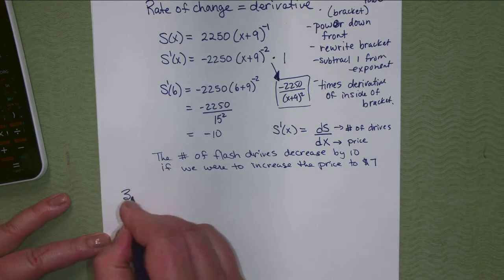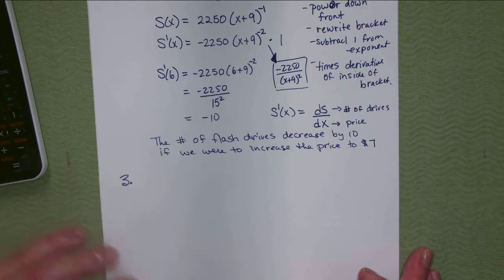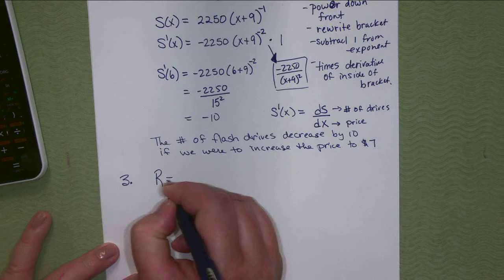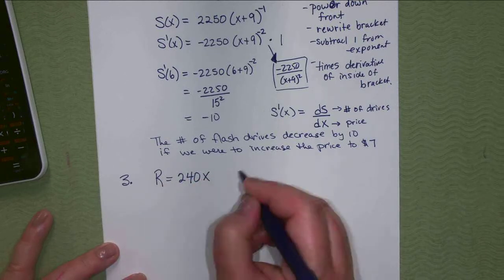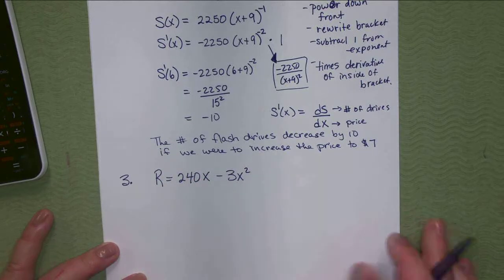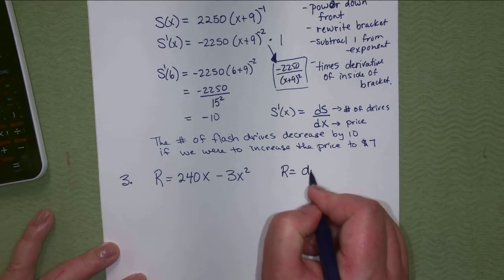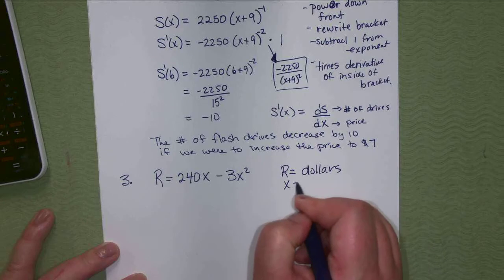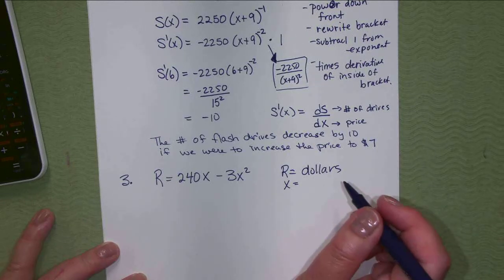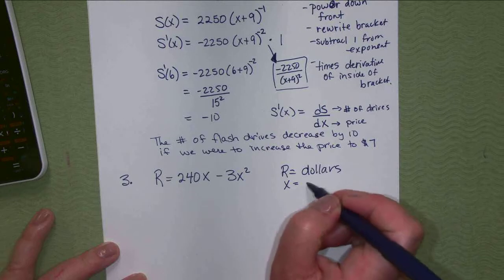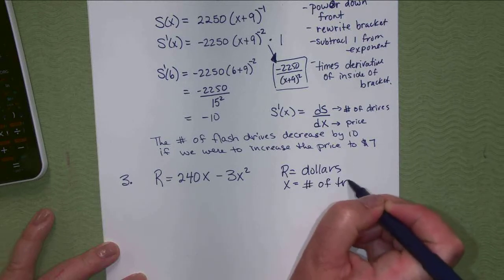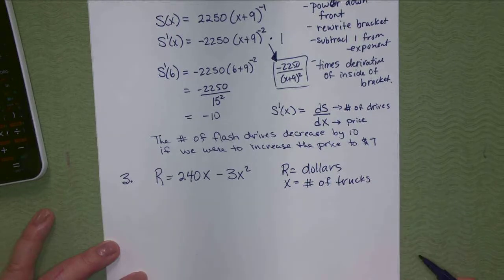3. Boxed-in moving company calculates that its revenue function is R, where R is the revenue in dollars, and X is the number of trucks. Find the number of trucks that they should use to maximize the revenue and find the maximum revenue.